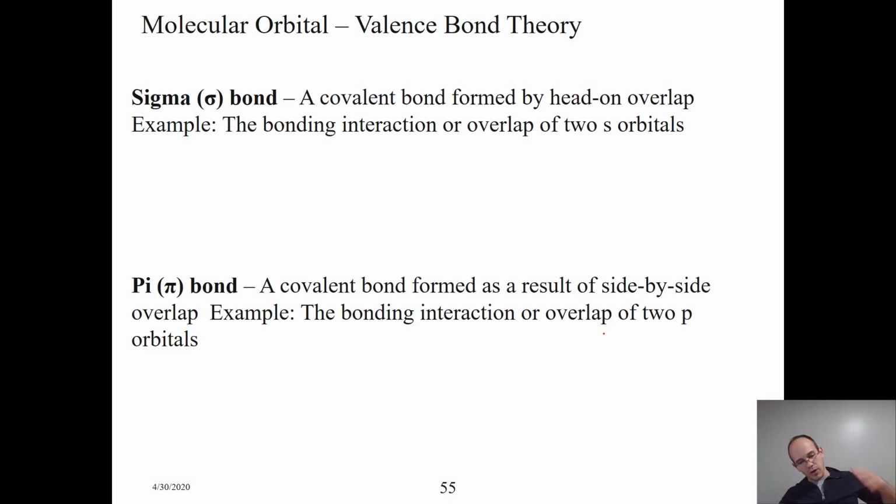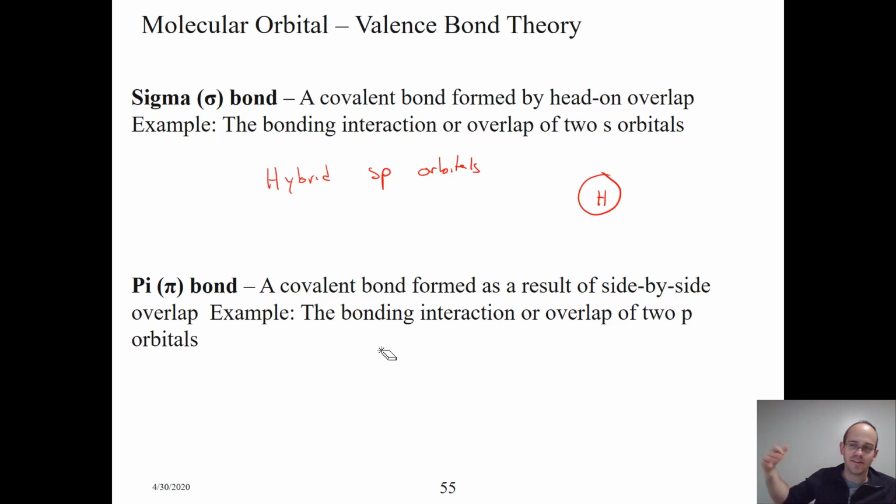Okay, so we've pretty much gone through these already, but let's just define these in a more concrete way. All right, a sigma bond is head-on overlap. This is usually, in the case of organic chemistry, involving hybrid sp orbitals. So usually head-on overlap of hybrid orbitals if it's a carbon. So hydrogen just has an s orbital. It doesn't have a hybrid because it doesn't have access to that second shell. So hydrogen is just s orbital. But if it's a carbon, it's usually some sp hybrid.